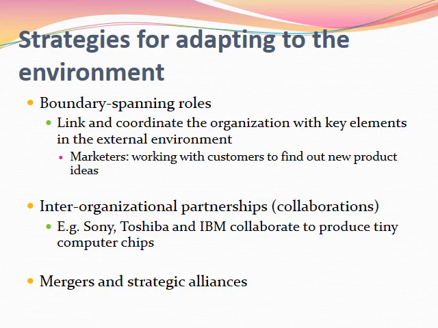So what kind of strategies can we use for this adaptation? When you adapt to the environment, through boundary spanning roles, you have to go beyond your current boundary. You have to go to innovative things. So marketing people can work with customers to find out new product ideas, go for innovations, go beyond the organization boundary and do the innovations.